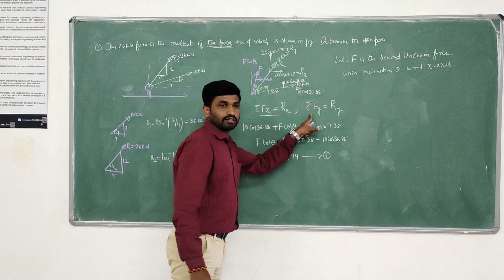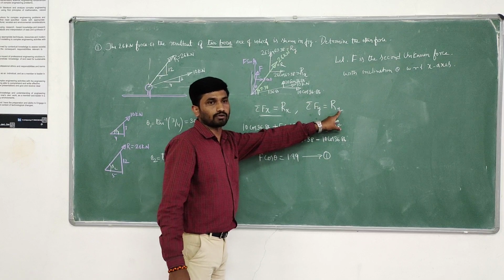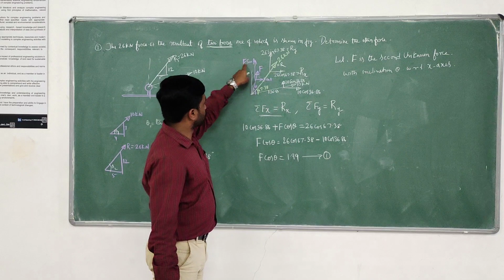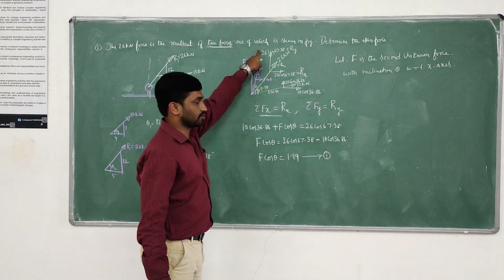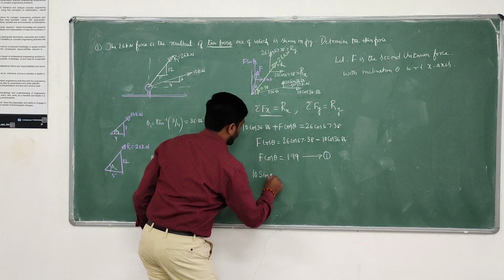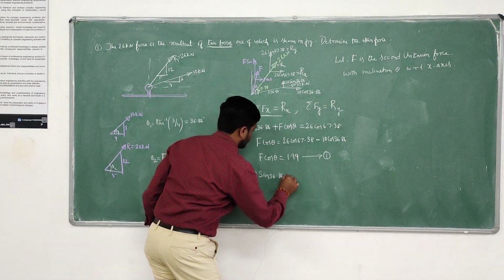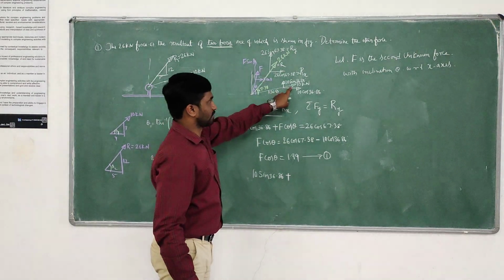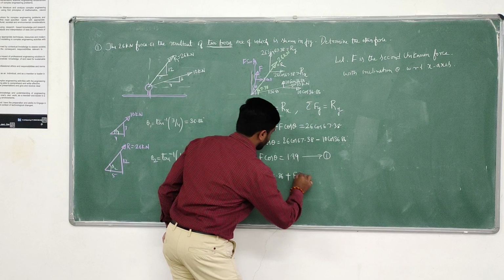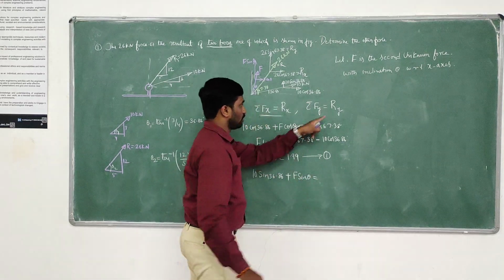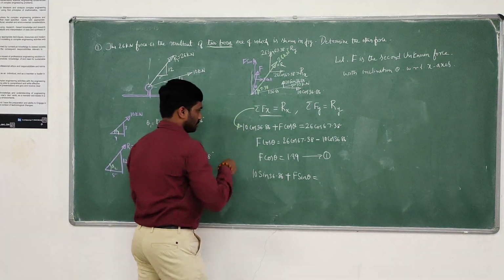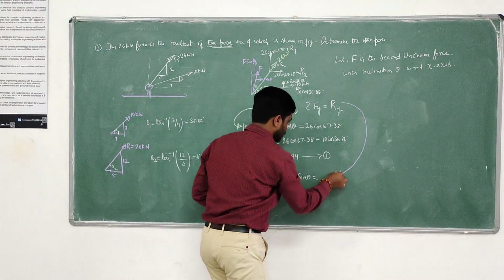Next, apply this condition: sigma Fy equals Ry. What is sigma Fy? Sum of two forces, which is equal to the resultant in y direction. So 10 sin 36.86 plus, this is also plus, upward, plus F sin theta, which is equal to Ry. For this we are using this condition.